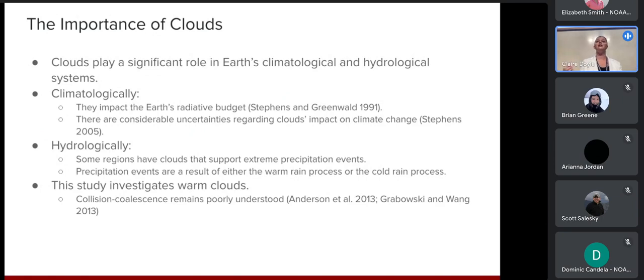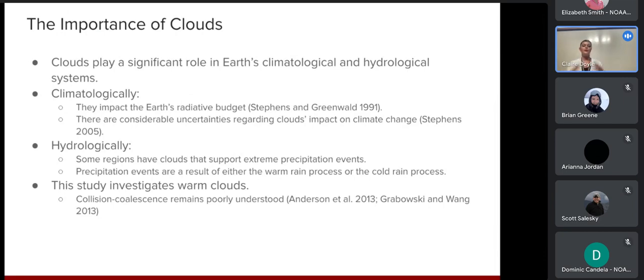They also have considerable uncertainties in climate models and predicting climate change, and those are some of the largest sources of uncertainty. In addition, they impact the hydrological system. Clouds provide precipitation, which is great in droughts and not so great when we have extreme precipitation events. So if we can't accurately predict the clouds and model them, then we can't really predict what's going to happen with some of these precipitation events or what's going to happen in the larger climatological scale processes.